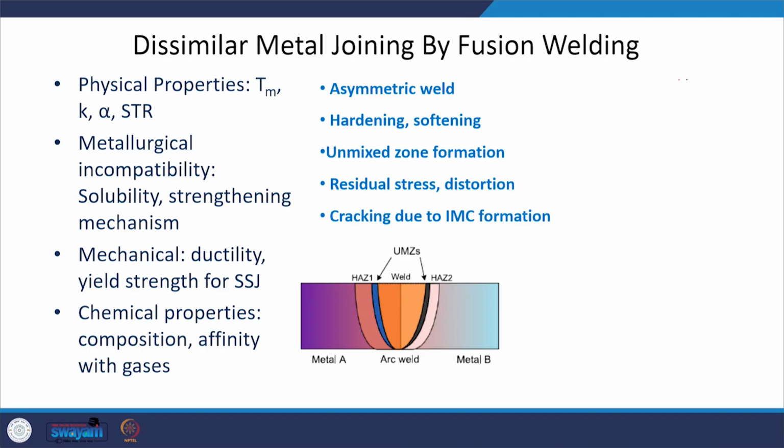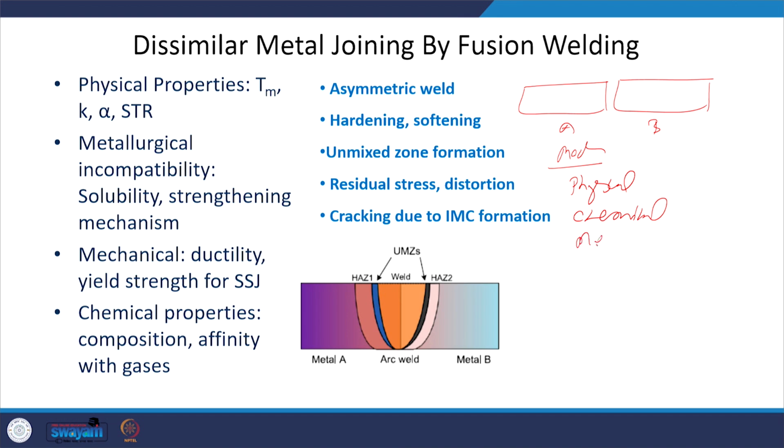Dissimilar metal joining is a little complex. Why? Because it is really difficult, as the two metals to be joined are different. Say there is a metal A and B. These two metals may be significantly different in terms of mechanical properties, physical properties, chemical properties, and even metallurgical properties.